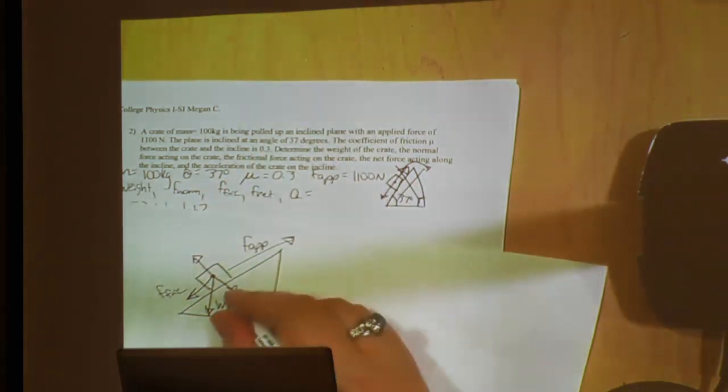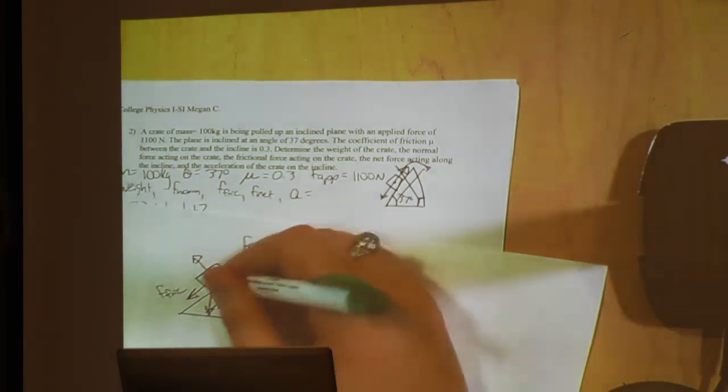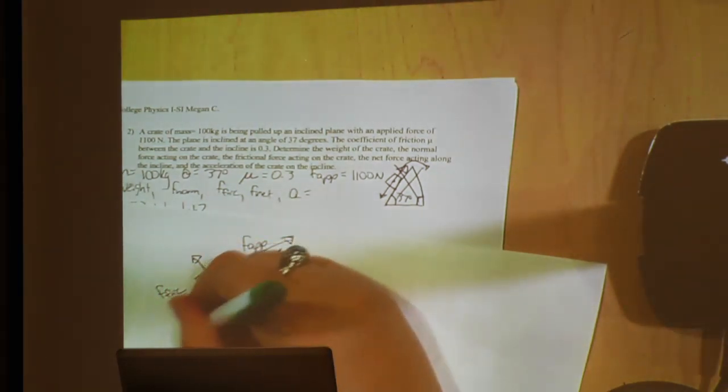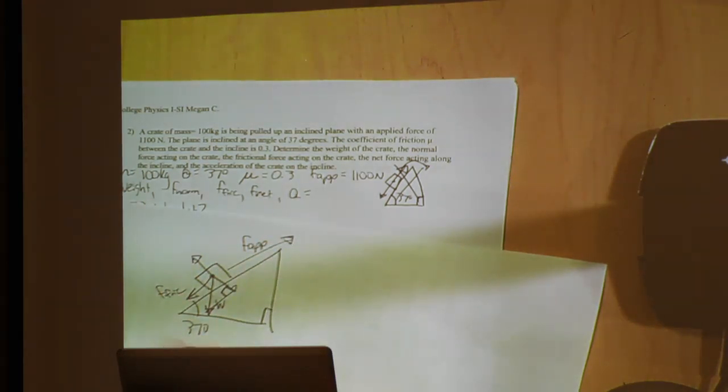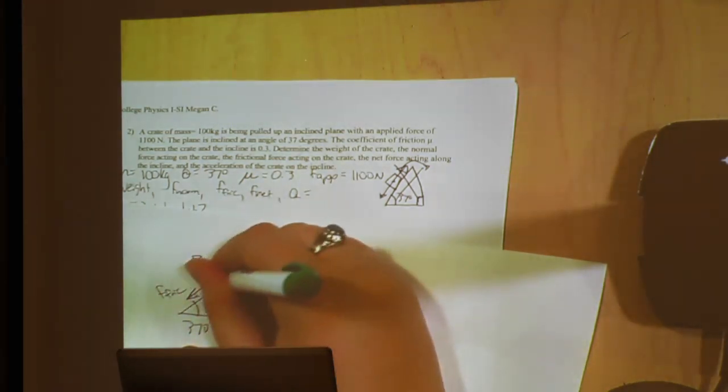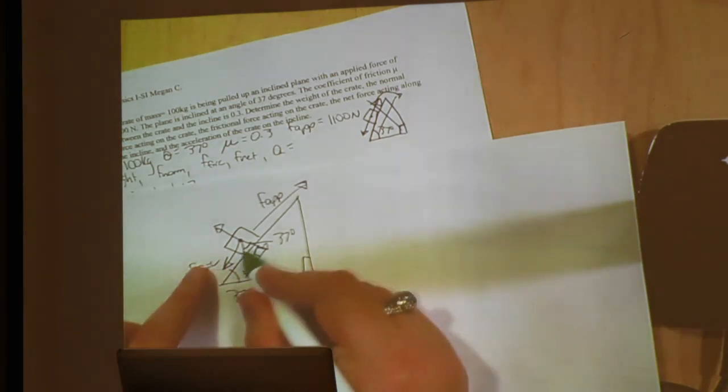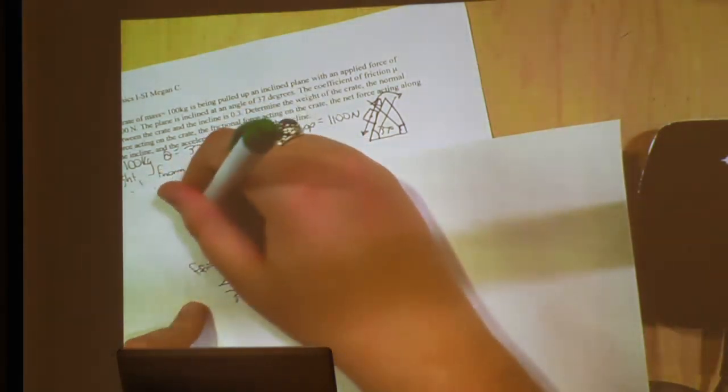So when we draw a little triangle right here, we'll get a right angle right there. And this is our 37 degree angle, and this would also then be 37 degrees. So basically this is 37, this is our force normal. Everybody see that? Okay. All right, so now we have a decent picture.